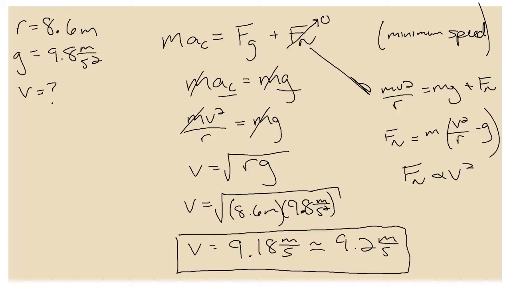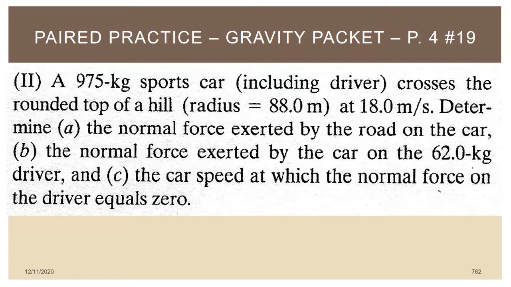Okay, so let's go ahead and take a look at another problem. Now that you've seen one already, I'd like you to try this one on your own. This problem's in the gravity packet. It's on page 4, number 19. It says a 975 kilogram sports car, including the driver, crosses the rounded top of a hill with a radius of curvature of 88.0 meters at 18.0 meters per second. So we got a 3 sig fig thing going on here. It says determine A, the normal force exerted by the road on the car, B, the normal force exerted by the car on the driver, and C, the car speed at which the normal force on the driver equals 0.